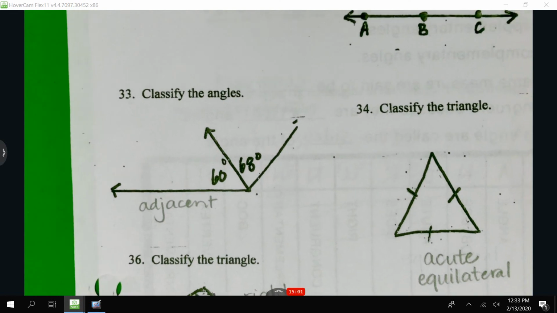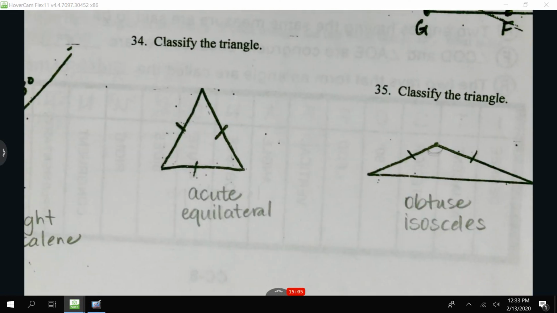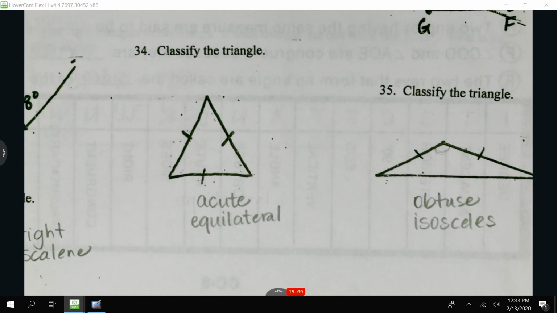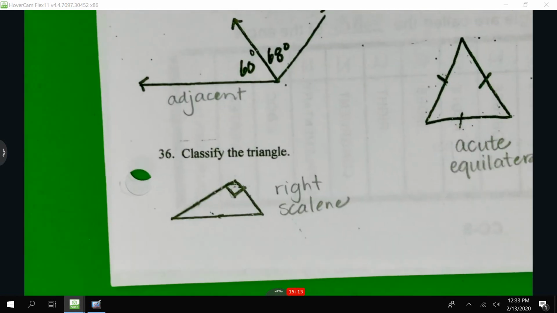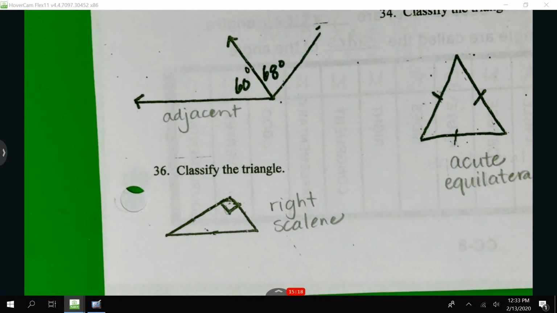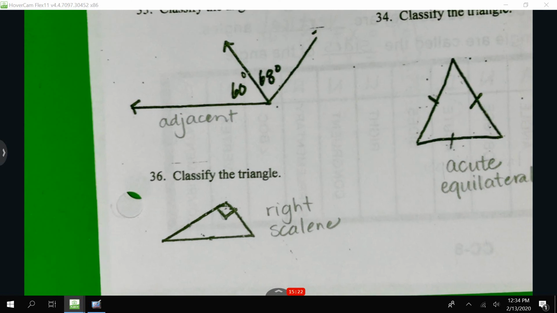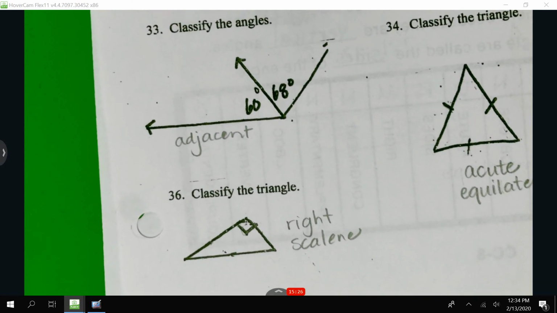Number 34, that is an acute equilateral triangle. 35 is obtuse isosceles. And 36 is a right scalene. Any questions? We good?